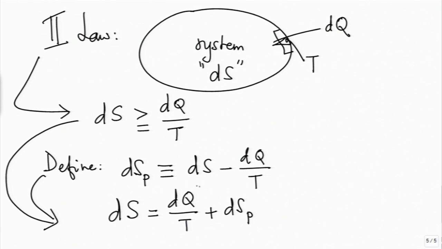This is nothing but this definition turned around: dS equals dQ by T plus dSP, and the second law then becomes dSP greater than or equal to 0. A statement like "I have not taken the entropy production into account" is not a proper statement, because entropy production is to be calculated from this. It's not proper to say that entropy production is taken into account.